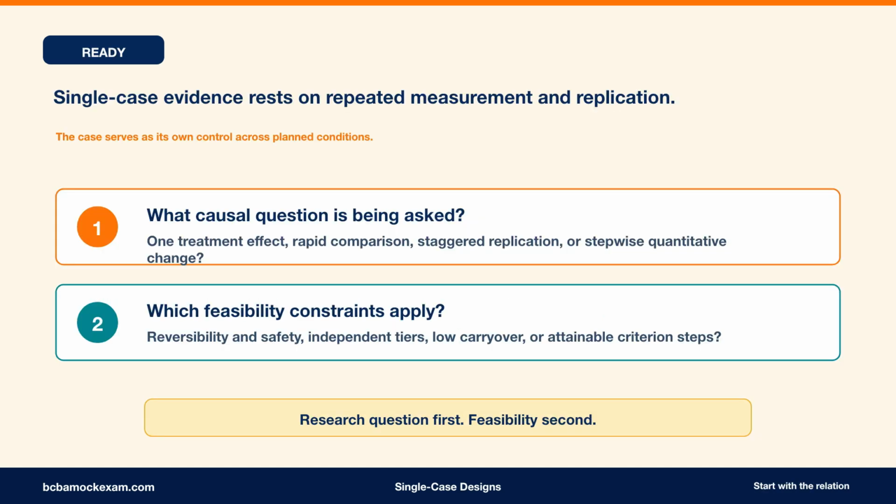A single-case graph is evidence only when its phases were arranged to test a causal question. Before naming a design, identify what was deliberately changed, where replication can occur, and whether the comparison is feasible. A rapid comparison points toward multi-element logic. Staggered starts point toward multiple baseline. Quantitative goal shifts point toward changing criterion. Withdrawal and reintroduction point toward reversal. That order prevents us from treating the participant count or the direction of the graph as the design label.